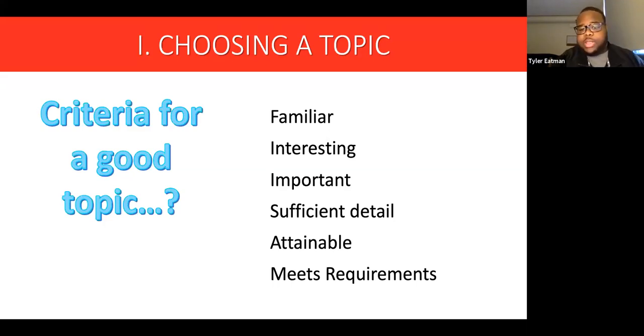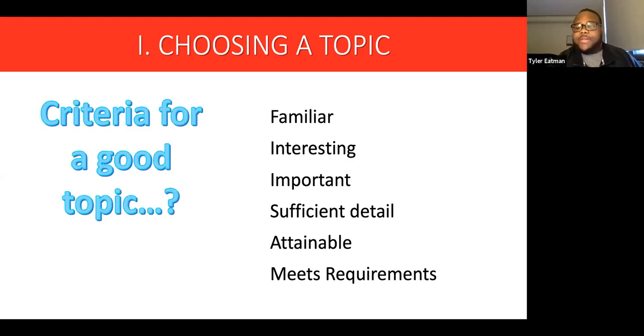Make sure you're familiar with the topic and know what you're going to write about. Make sure you're interested in the topic, because some people do write about topics that they might not be interested in. If you are interested in your topic, that is great, because you're going to like writing this paper and doing research for this paper. It's also important to understand why this is important, and whether it is important to you to write this paper, as a criterion for a good topic.